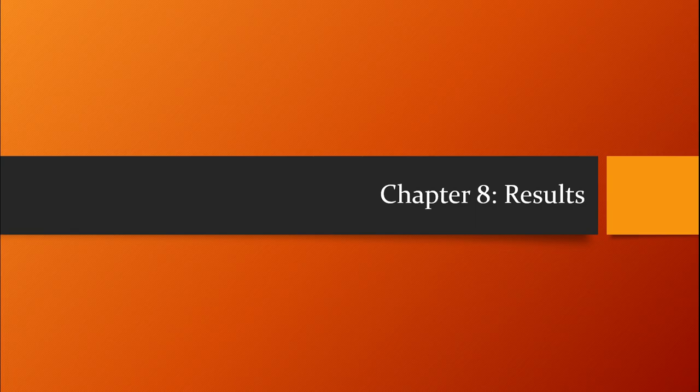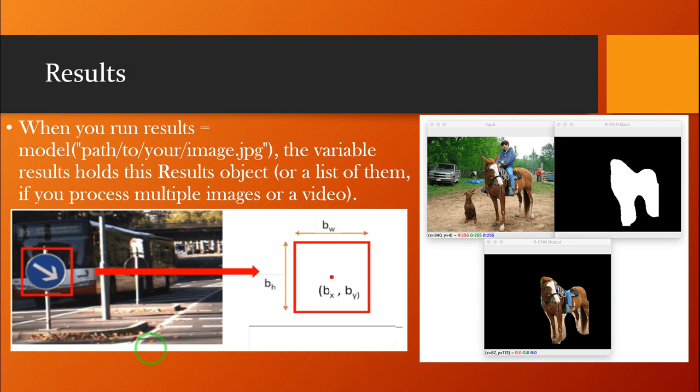So when you run a prediction, which we'll be discussing later, this results variable will hold the result object, or a list of them. If you process multiple images or a video, it will hold a list of them, otherwise it will carry the single result. So let's discuss that. When you run this function on the model path, the variable just holds this result object or a list of them. So for example, there can be different results.